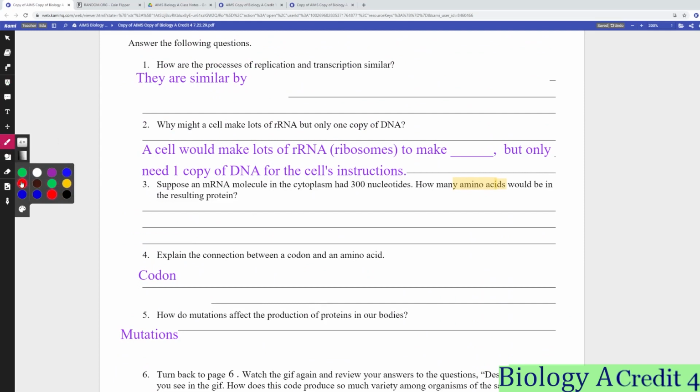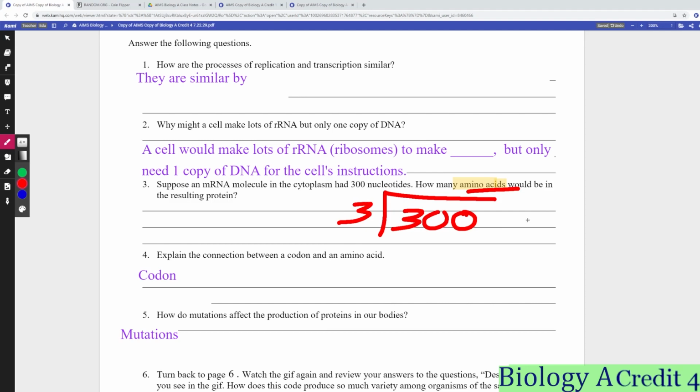If we have 300 nucleotides or bases in our RNA, and we need 3 of them in order to make one amino acid, what is this going to equal? Let's have you guys put that down here for number 3.